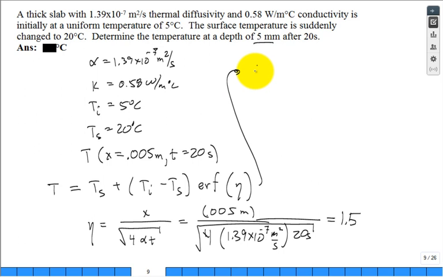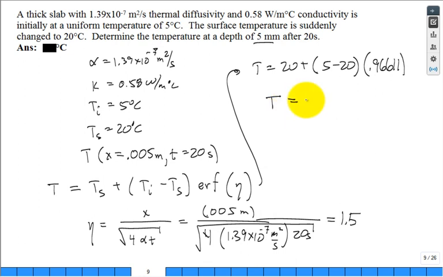So essentially the T is equal to the surface temperature 20 plus T initial 5 minus 20. Notice that's negative 15, so don't mess up on the sign, times 0.96611, and the temperature at that location and time turns out to be 5.5 degrees C. That's what you had? Very good.